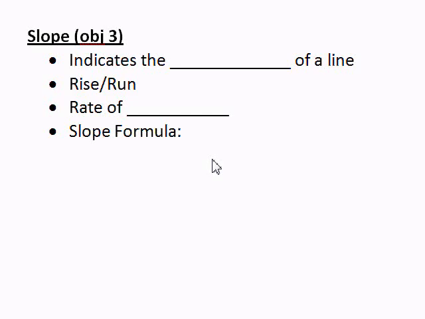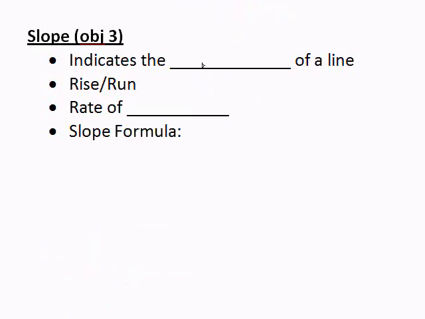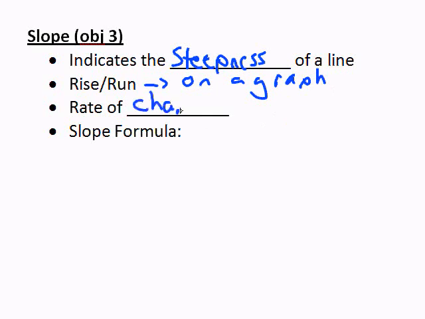Now that we've talked about the x and y-axis intercepts of a graph, and usually a line, let's take a look at something called the slope. The slope indicates the steepness of a line. It's found by using rise over run. That's done on a graph. It's also known as rate of change.